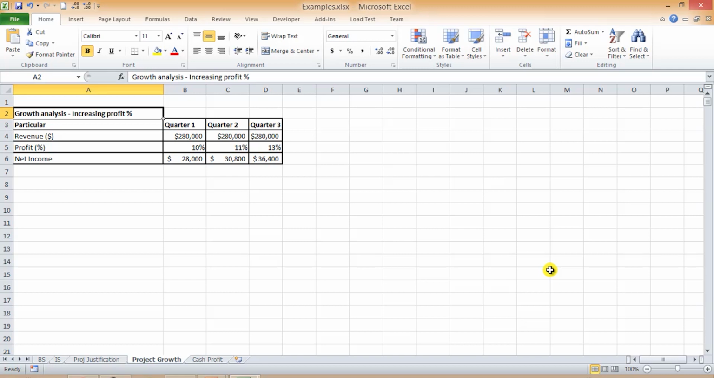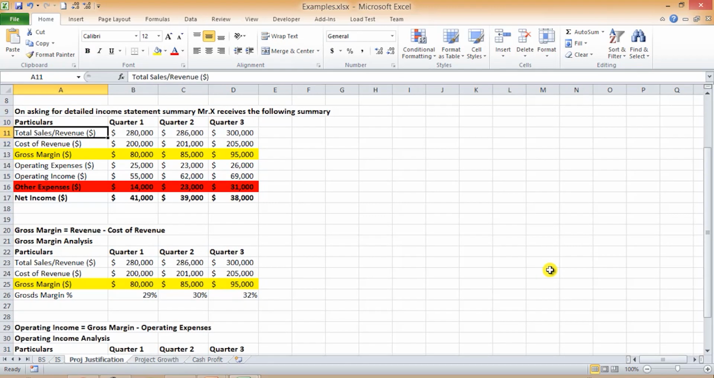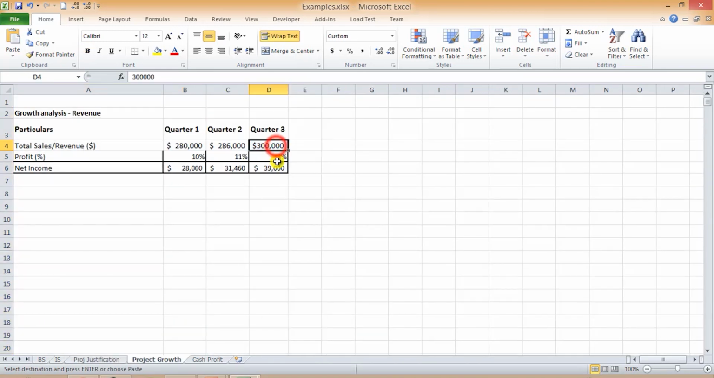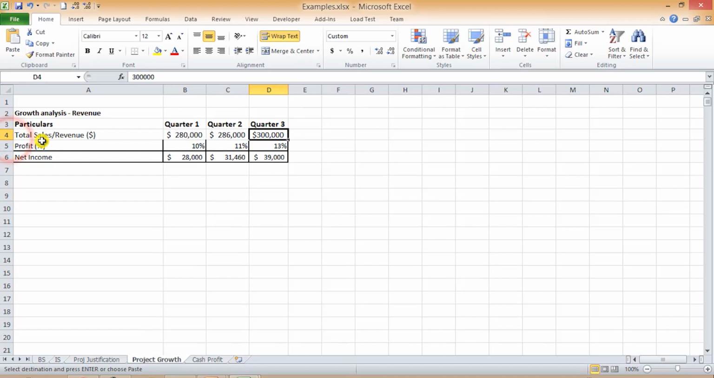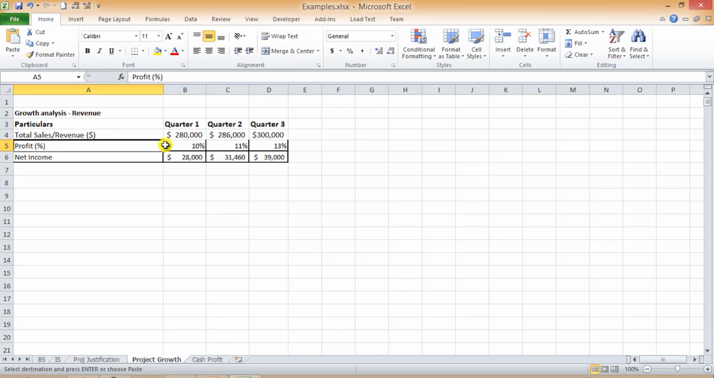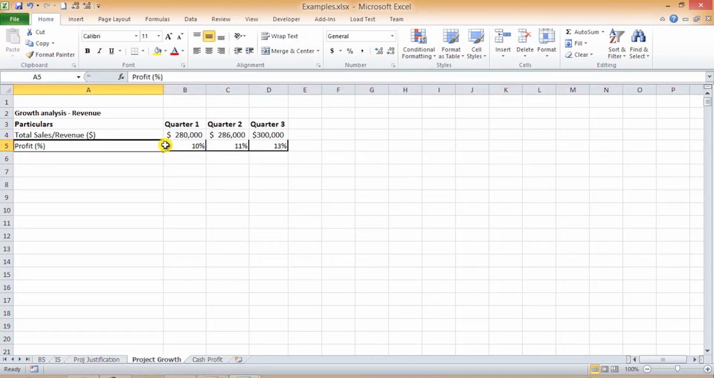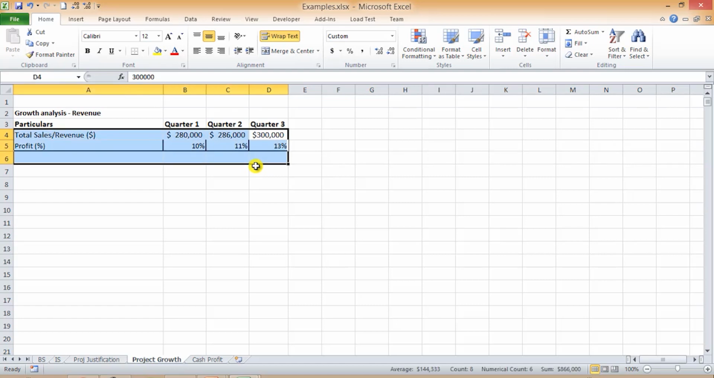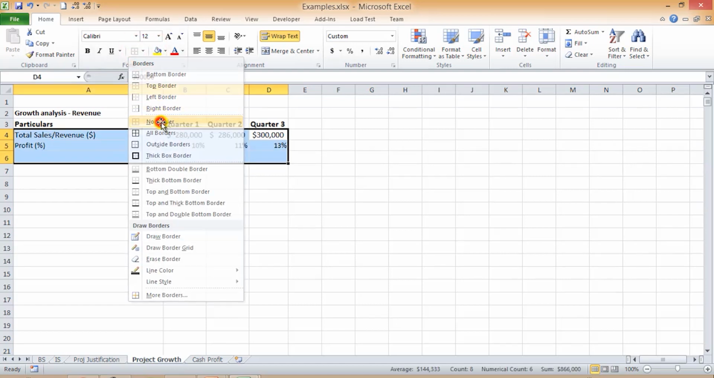First, we'll see the revenue analysis. So we'll measure this project growth by way of revenue analysis. Over here you have the revenue for quarter 1, quarter 2, quarter 3. Just bear with me for a second. We'll be done with our computations quickly. So here we have a total revenue in quarter 1 of $280,000, in quarter 2 of $286,000, and lastly in quarter 3 of $300,000.